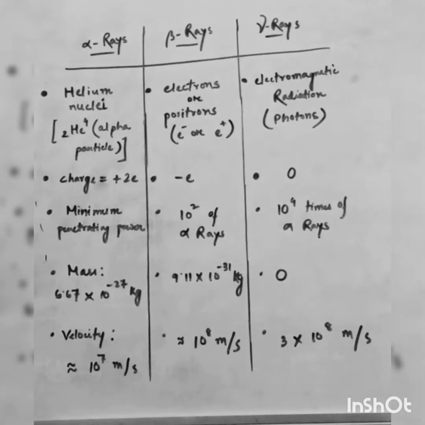So here is a comparative study of the properties of radioactive radiations, that is the alpha rays and the beta rays and the gamma rays. You can see the differences here between the alpha rays, beta rays and gamma rays. So first of all, let us see what is an alpha ray.